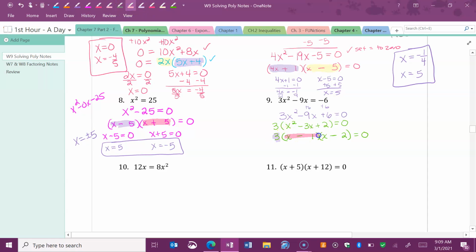I have 3 terms. I'm going to set all 3 terms equal to 0. However, that 3 equal to 0 doesn't make any sense, right? There's no variable. I only have 2 x's, so I better only have 2 answers. When I add that 1 over, I get 1. When I add the 2 over, I get 2. So my 2 solutions are 1 and 2.